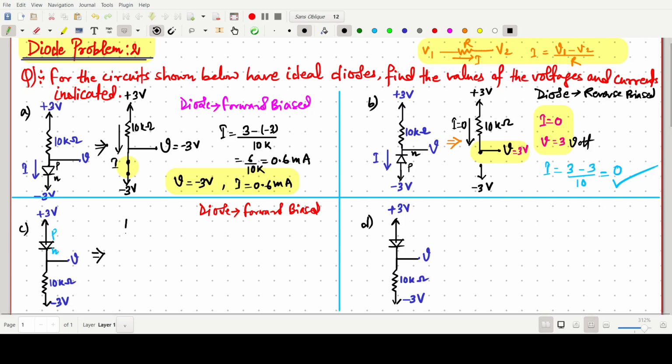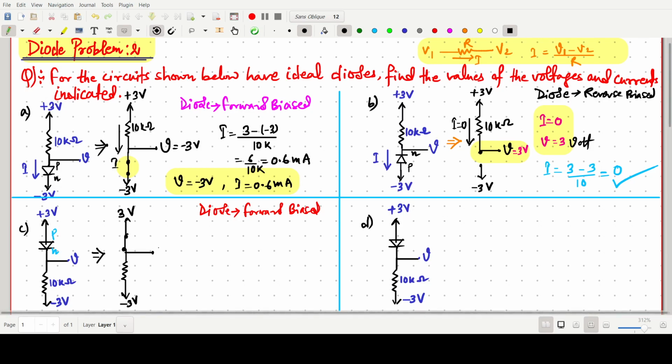Make it short circuited. Okay, and this one is minus 3 volt and this one is simply 3 volt and this one is say V volt and some current is flowing, like I. Here also I, and in every case we have to solve for the I current like this. In the question it is given. So now here we have to find the value of V.